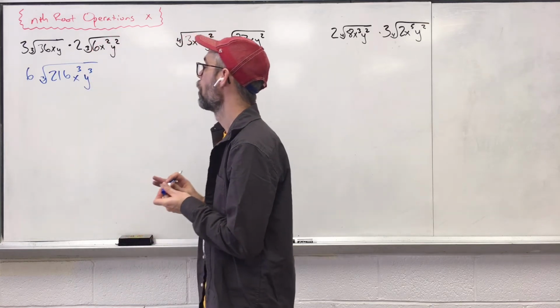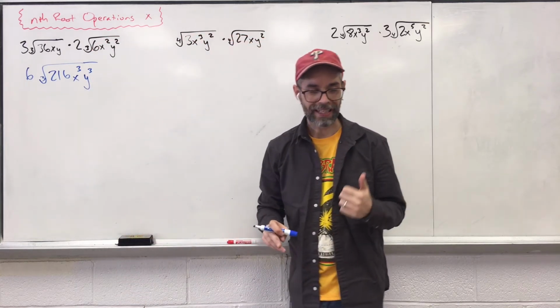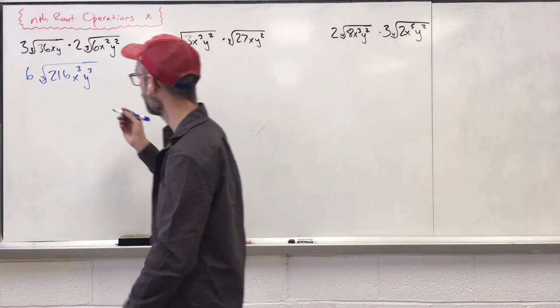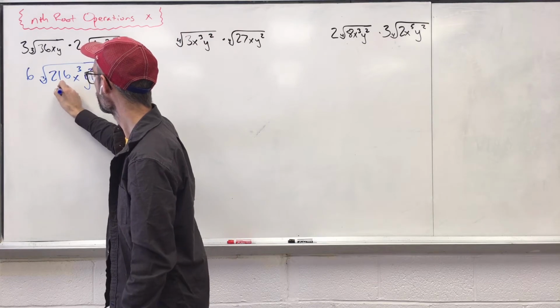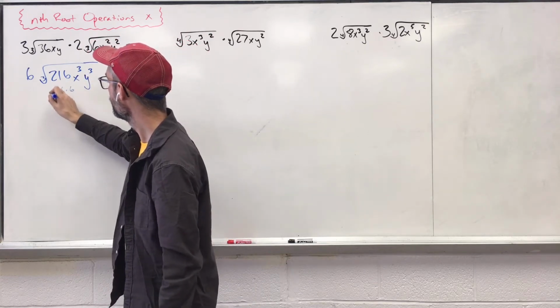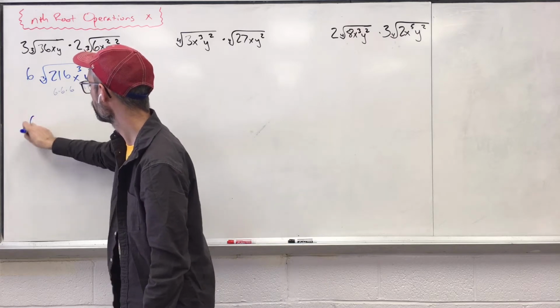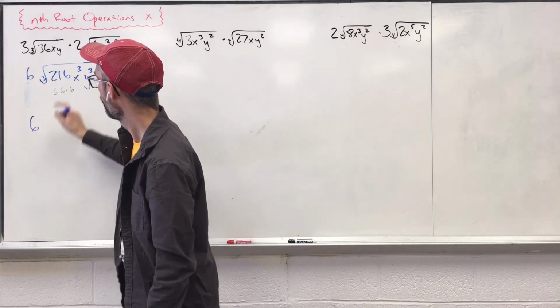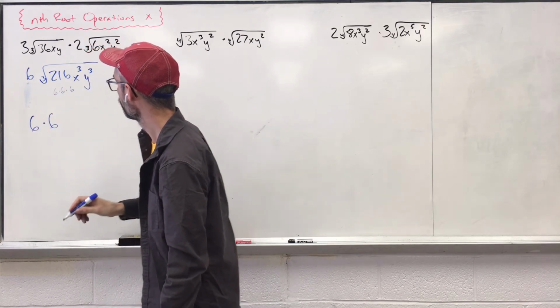Now, what number gets multiplied by itself 3 times in order to give us 216? We're going to say 6 times 6 times 6. Whoa. So what got repeated here? 6 got repeated here. So we have that. This originally one comes down. Then this gives us another 6.